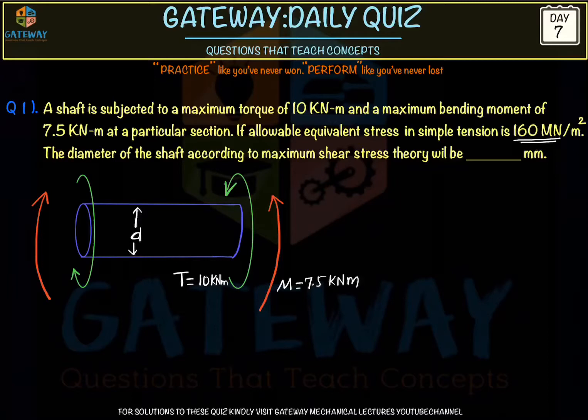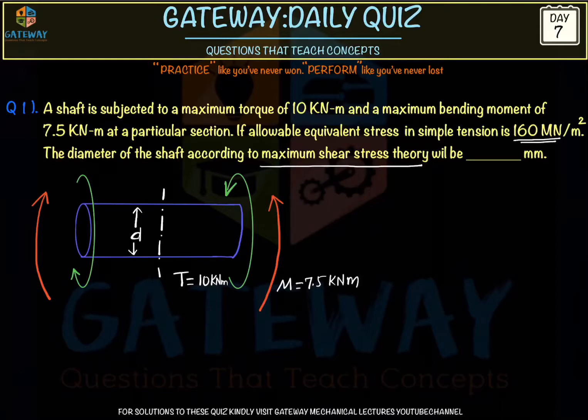They have also said to calculate the diameter of the shaft based on the maximum shear stress theory. We should use a theory of failure, the maximum shear stress theory, and calculate the maximum diameter of the shaft. To do that, we will first see how the stresses act on the shaft at a particular cross section. Suppose this is our cross section.